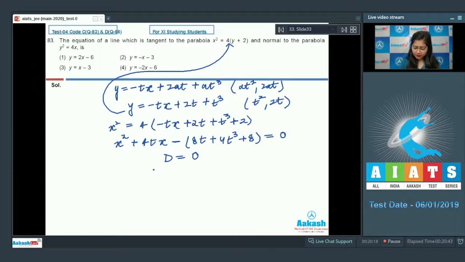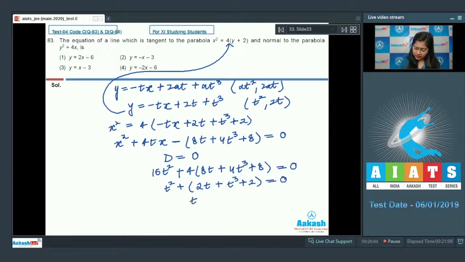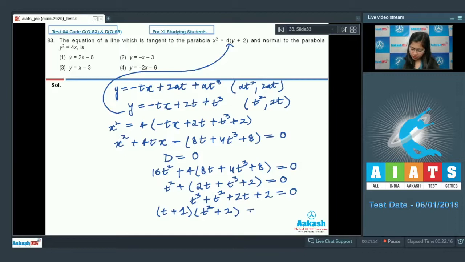Therefore D is equal to 0 will give us 16t square plus 4 into 8t plus 4t cube plus 8 equal to 0. Now cancelling 16, we will get t square plus 2t plus t cube plus 2 equal to 0. That is t cube plus t square plus 2t plus 2 is equal to 0. Now here we can see that putting t equal to minus 1, we will get minus 1 plus 1 minus 2 plus 2 equal to 0. So making its factors, we can write t plus 1 into t square plus 2 equal to 0. So the only real value of t is minus 1.